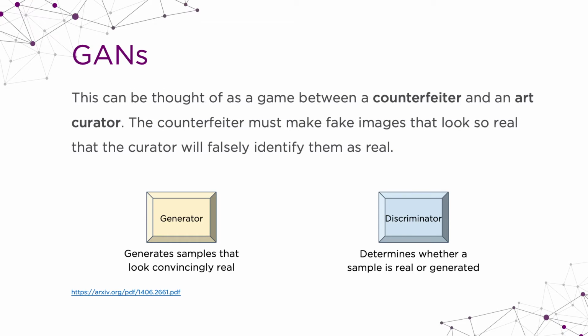So let's try to think of a way to represent this. I like to think of this as a game between a counterfeiter and an art curator. Imagine you're an art curator. Your job is to simply determine whether a piece of art is real or fake. And if you're a counterfeiter, your job is a lot harder. You have to come up with some kind of material that's able to fool the art curator. If you can fool the art curator, you can make a lot of money. And if you can't fool the art curator, well, then you're not making money as a counterfeiter.